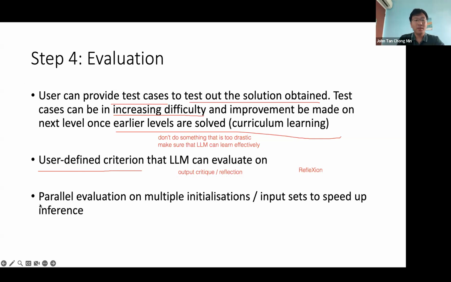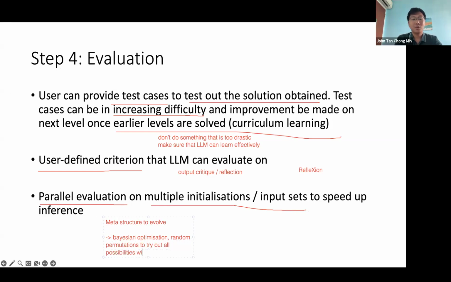You can also do parallel evaluation, so that you can try out different initialization input sets. This is more like when you have a meta structure to evolve, then you can do things like Bayesian optimization. You can do random permutations to try out all possibilities within a certain bound, or try out promising possibilities, because you can't try out all of them. There are too many things.